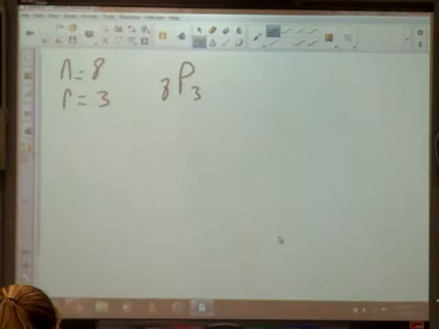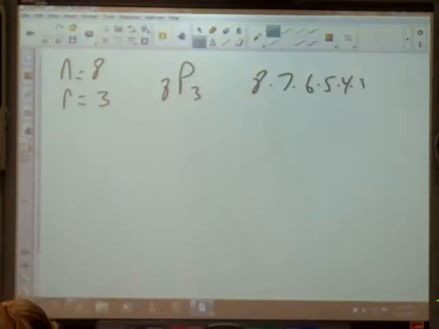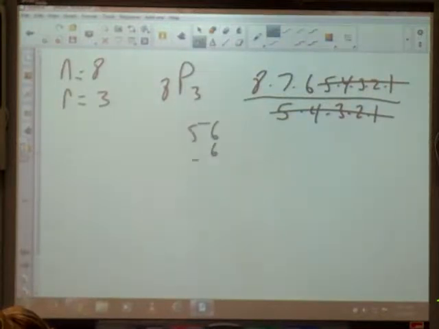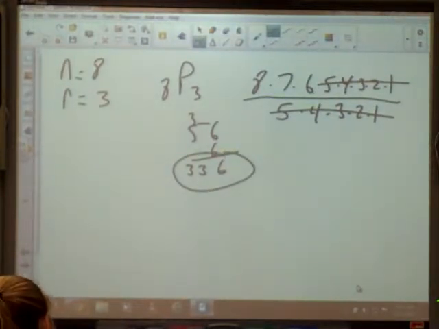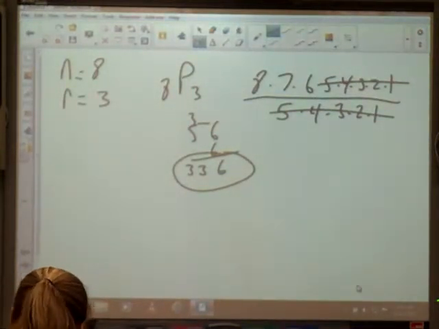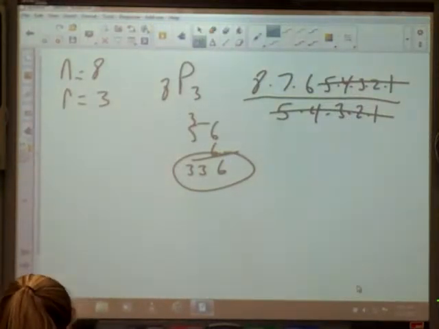So we can agree that this is 8 permutations of 3. Okay? This wouldn't take me any longer. My top number would be 8 factorial. My bottom number, 8 minus 3 factorial, is 5 factorial. So everything from 5 down cancels out. 8 times 7 is 56, and 56 times 6 is 336. Is that what y'all got? Okay. Everybody good on permutation?